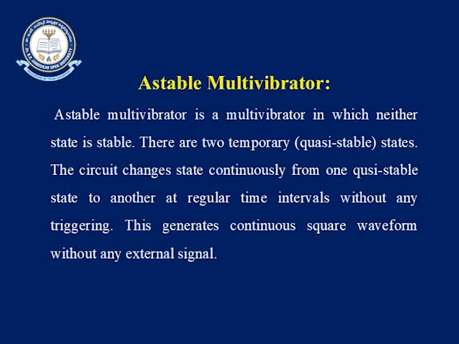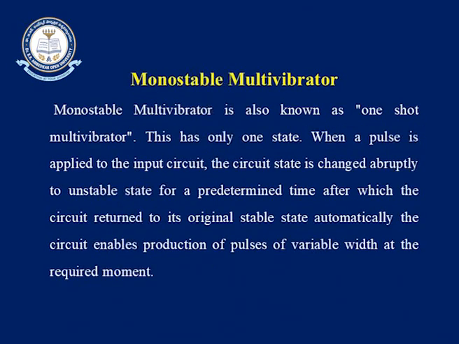The astable multivibrator is one in which neither state is a stable state. There are two temporary, quasi-stable states, and the circuit changes state continuously from one quasi-stable state to another without any triggering. This is very important. It generates a square waveform without any external voltage.